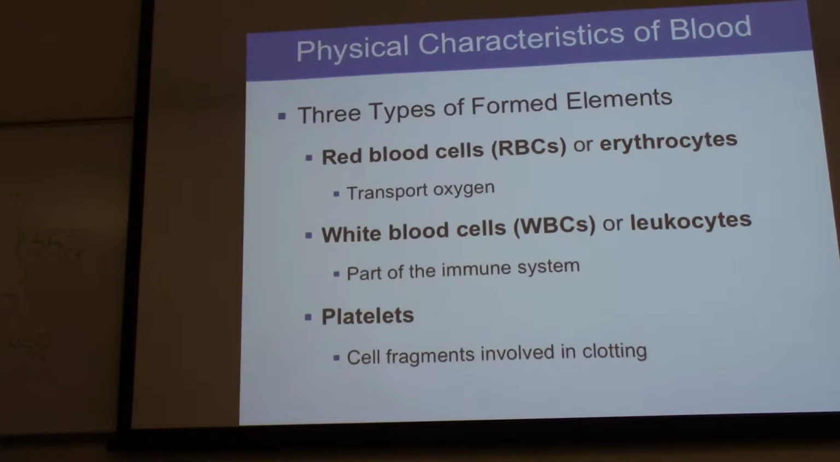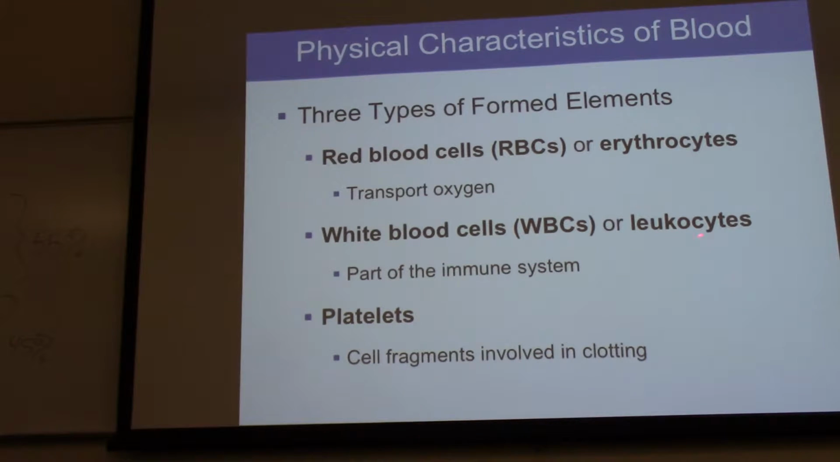There are three types of formed elements that we mentioned over here. Red cells are called erythrocytes. They only do one thing for you, and that is carry oxygen. They only contain one thing in them, and that is hemoglobin. And hemoglobin only has one function, and that is to carry oxygen. It actually functions to carry carbon dioxide back to your lungs, but let's just think about it as simpler than that, and it just carries oxygen.